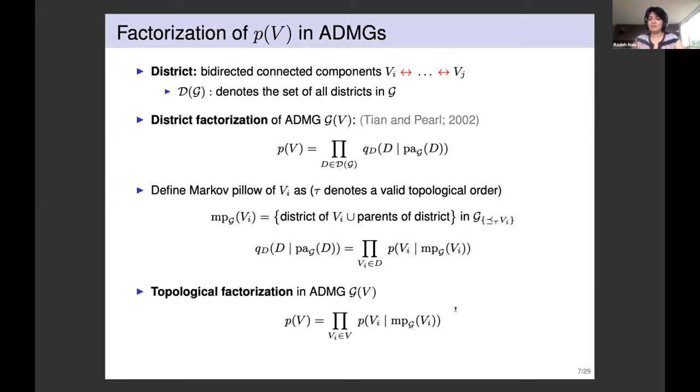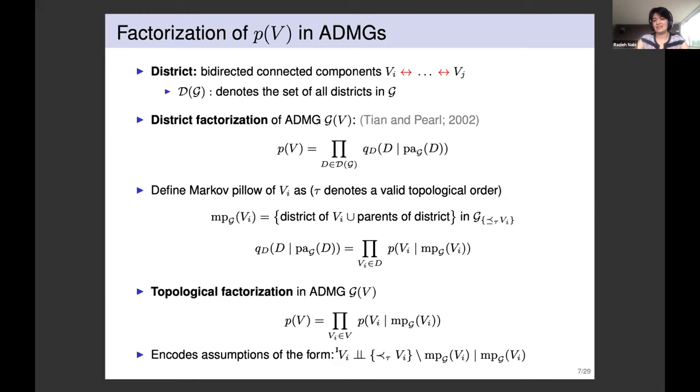So similar to DAGs, where the DAG factorization encoded a set of conditional independence statements, this topological factorization also encodes assumptions of a similar form, where we say that a variable is independent of the variables that precede it in the topological order, excluding the Markov blanket of that variable, conditioned on the fact that we know what the Markov blanket of the variable is.